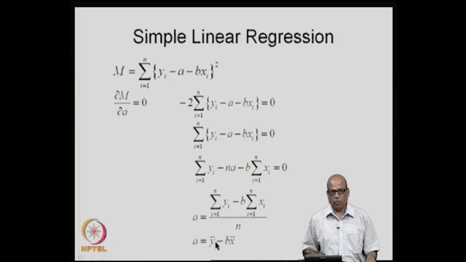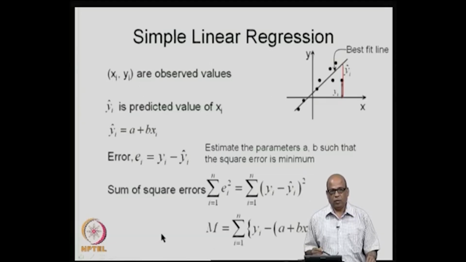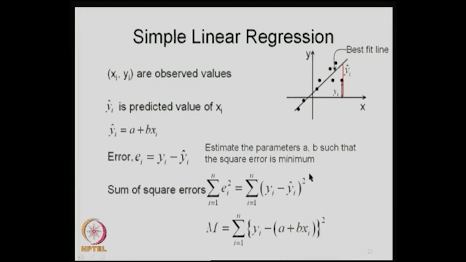So, b you obtain from the relationship that we just discussed, and from that you know y bar, which is the mean of y, and you know x bar, and therefore, you get a. Once you get a and b, your relationship is completely defined: y I bar is equal to a plus b x I. So, this is how we obtain the best fit line for a scatter of points.